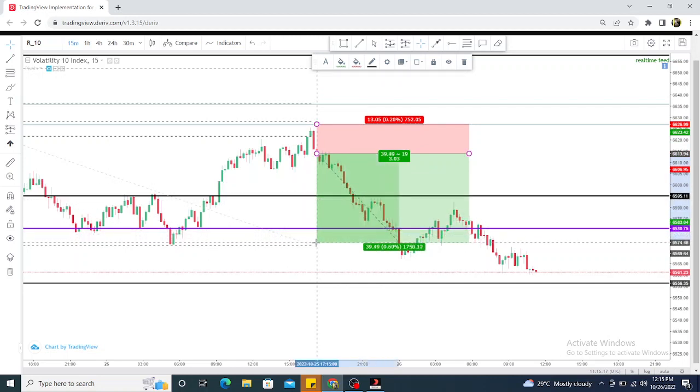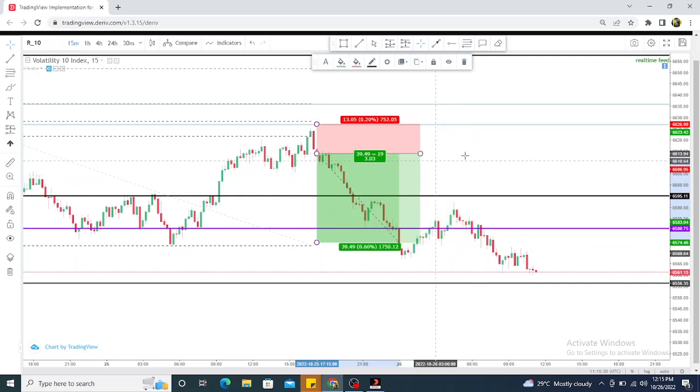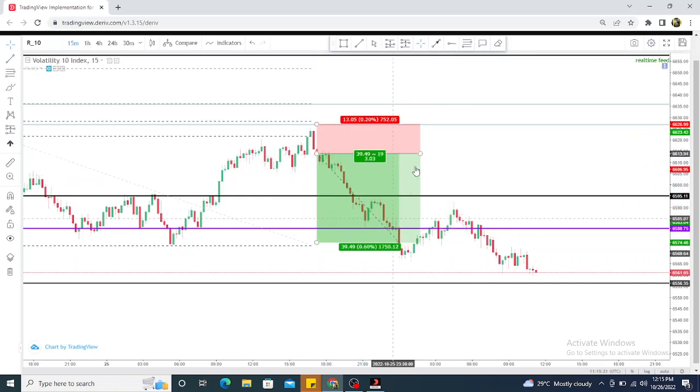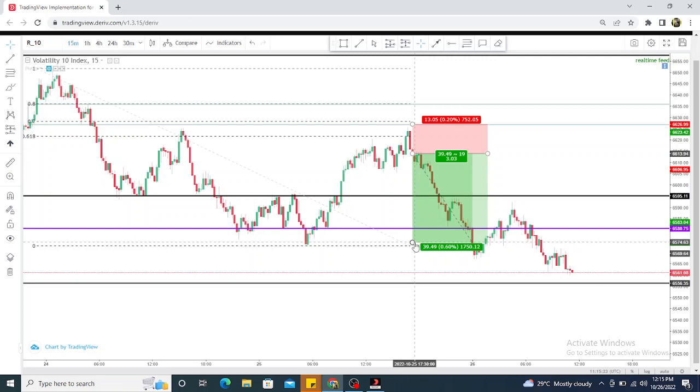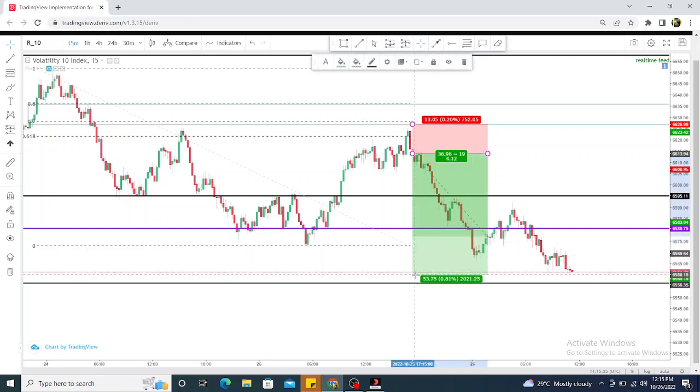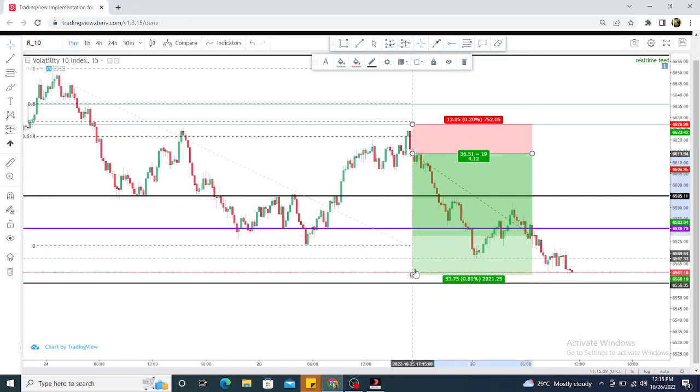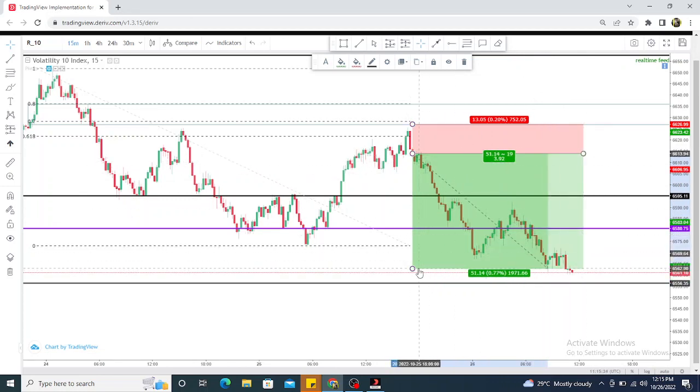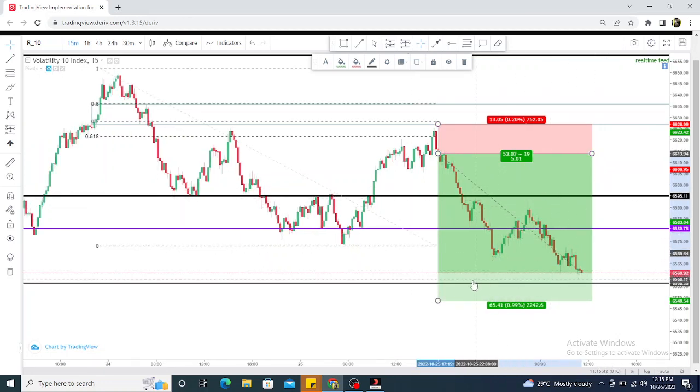My first target was 1:3, and my second level target was 1:5. So actually, I'm still on this trade. My second level target is this black line here, just at the tip of this black line.